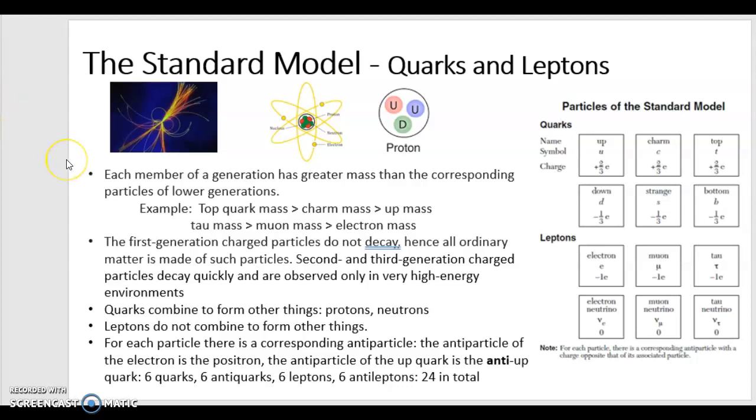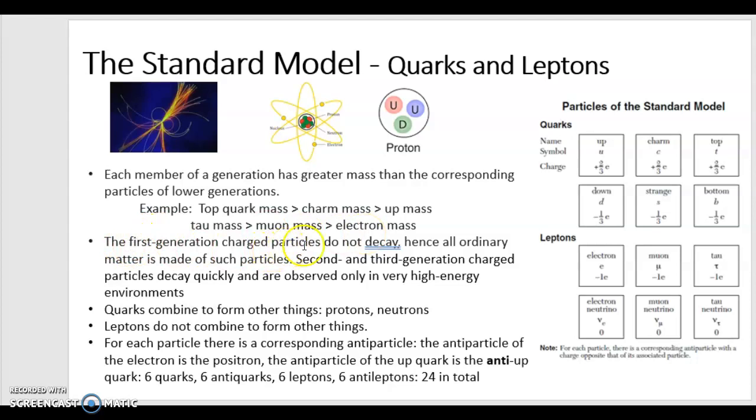So in summary, the standard model. Each member of a generation has greater mass than the corresponding particles of lower generations. So as you go from an up quark to a charm quark, the charm quark has more mass. And as you go from a charm quark to a top quark, the top quark has more mass. Okay, so a top quark mass is greater than a charm quark mass, is greater than an up quark mass. And the same thing holds true for the other particles. A tau particle over here has more mass than a muon particle, which has more mass than an electron.